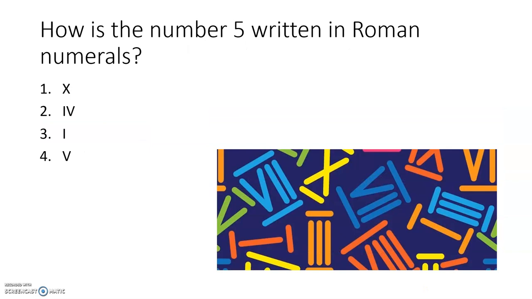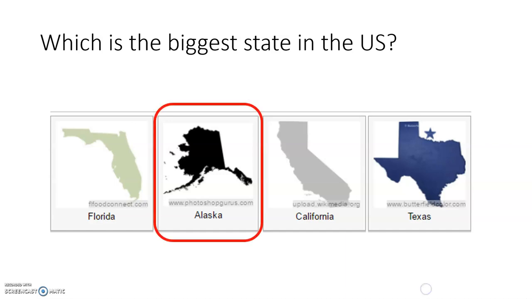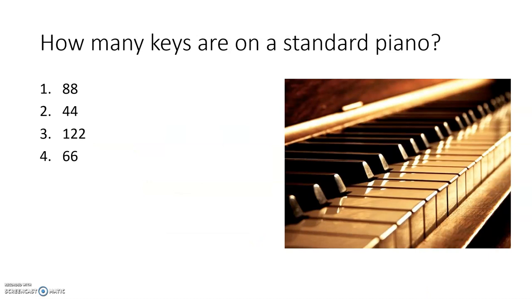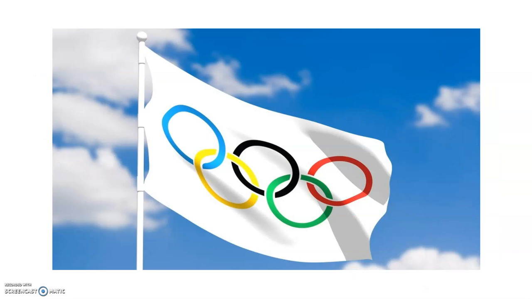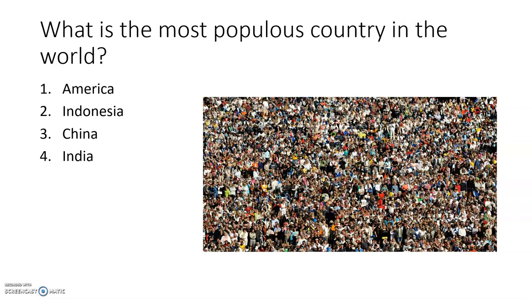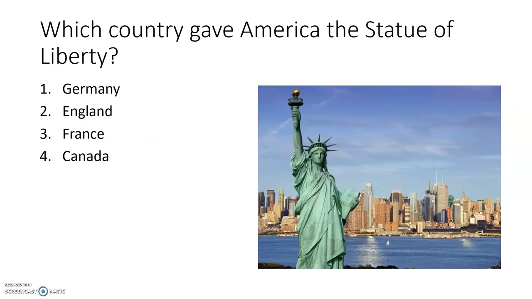How is the number 5 written in Roman numerals? Which is the biggest state in the US? And we're talking about landmass. Alaska. How many keys are on a standard piano? 88. How many rings are in the Olympic flag? 5. And here's a photograph just so that you can see it. What is the most populous country in the world? And that's China. Which country did America purchase the state of Alaska from? Russia. Which country gave America the Statue of Liberty? France.